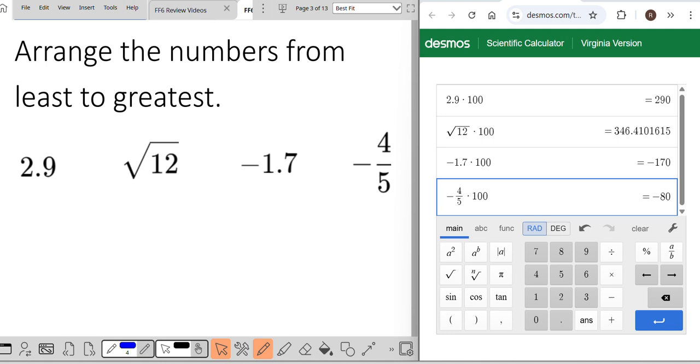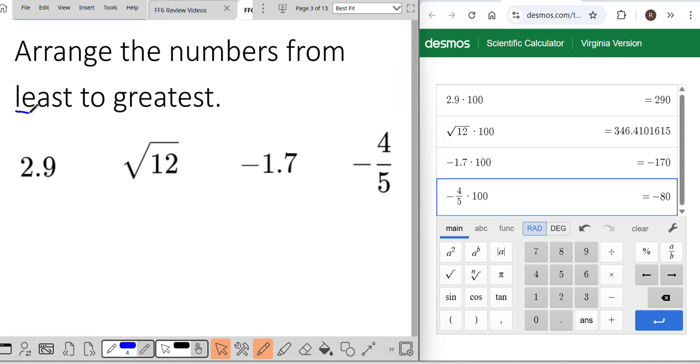Okay, so we're going to arrange these numbers from least to greatest. And remember, when you're putting things in order or comparing them to one another, you have to make all the numbers into percents, unless they're already a percent. So I took 2.9 times 100 to make 290%, the square root of 12 times 100 to make 346%, negative 1.7 times 100 to make negative 170%, and negative 4 over 5 times 100 to make negative 80.